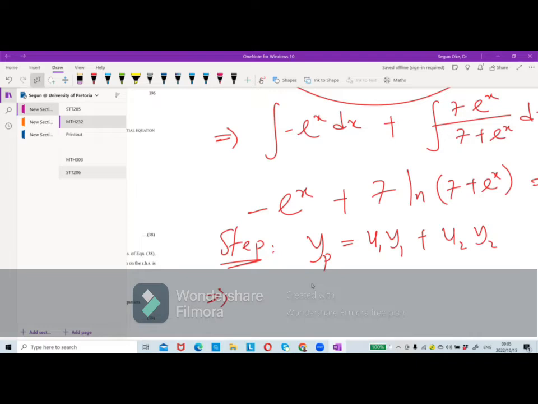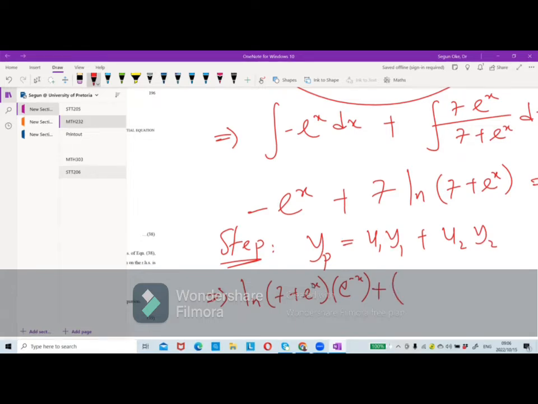So what is U1? Check your notes. U1 is ln 7 plus e exponential x. What is Y1? Y1 is exponential minus x. Negative exponential x. Okay, sorry. Exponential minus x. Yes. Y1 is exponential minus x.